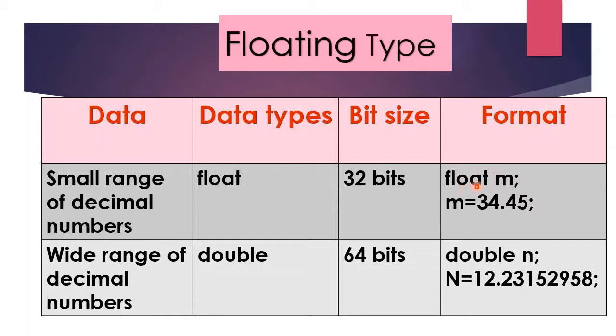An example for float is float m, where m is equal to a real value we have assigned here, 34.45. Next, for double n, n is equal to 12.23152958. This real value we have assigned to n. These are the examples of float and double.